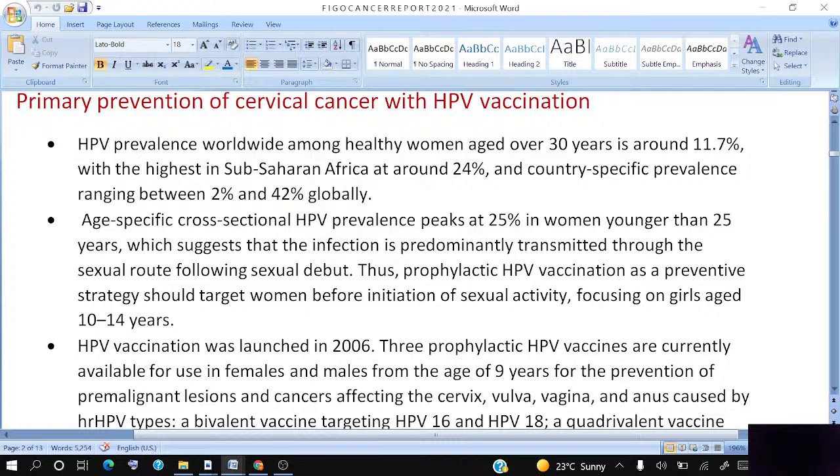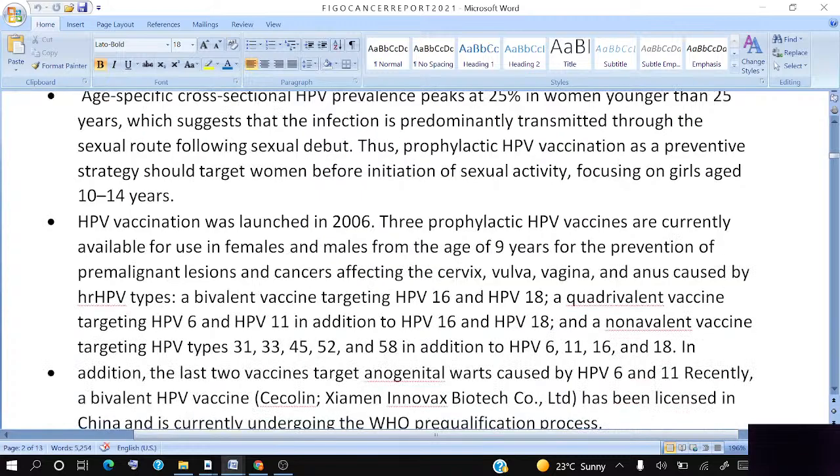So prophylactic HPV vaccination should be a strategy with the threshold set at initiating girls aged 10 to 14, before sexual activity. Focusing on this age group and on the prophylactic HPV vaccine is very important. The HPV vaccine was launched in 2006, and three prophylactic HPV vaccines are currently available for use in females and males from age 9, for prevention of pre-malignant lesions and cancers affecting the cervix, vulva, vagina, and anus that are caused by HPV types.